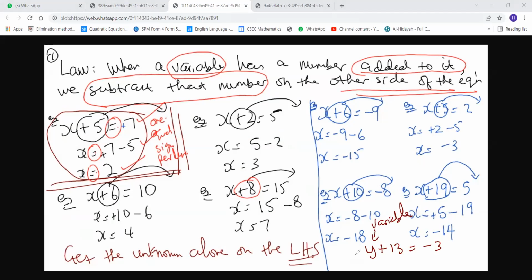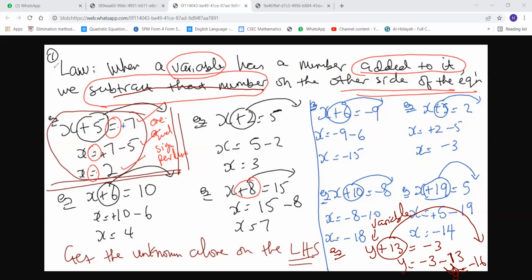For this new example, the variable has a number added to it. To solve this equation, we just subtract that number on the other side of the equation. So y is equal to minus 3. Instead of add 13, it becomes subtract 13. Keep the same sign, minus 16. So y is equal to minus 16, and that is the answer to this equation. Minus 16 is the value for y.